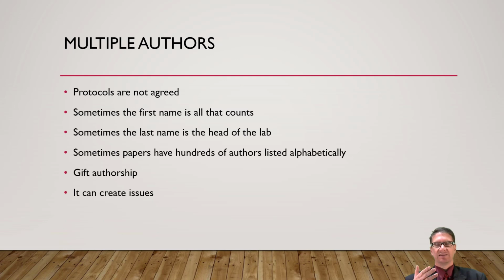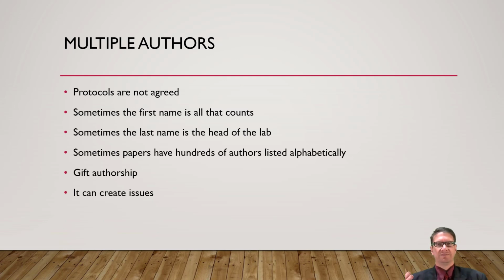Sometimes the first name is all that counts. Other authors are just ignored. Sometimes papers can have hundreds of authors. Sometimes authors will put other people on there because they respect them so much, or they're friends with them, or relatives, or somebody did them a favour, so they put them on. So there can be issues with authorship as well.